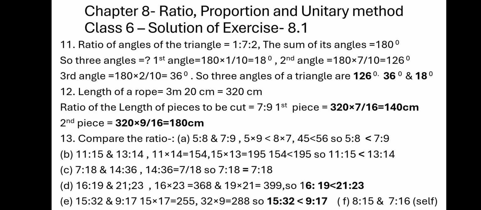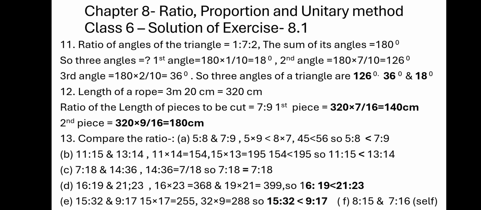C question. 7 is to 18 and 14 is to 36. 14 is to 36 is equal to 7 upon 18. So 7 is to 18 is equal to 7 is to 18. So here they are equal. So comparison can be either less, greater or equal to.